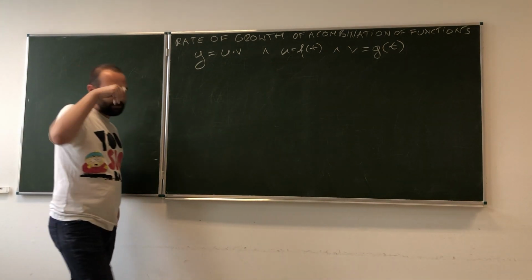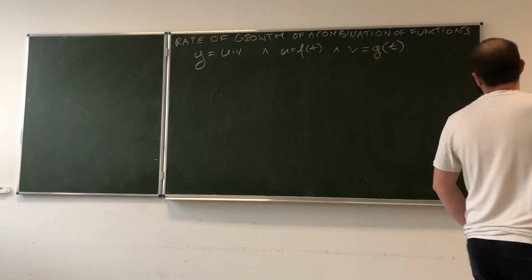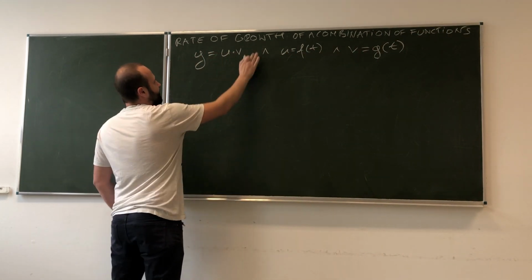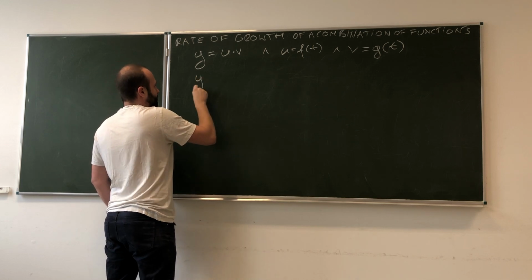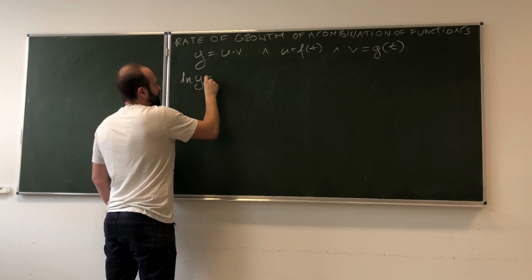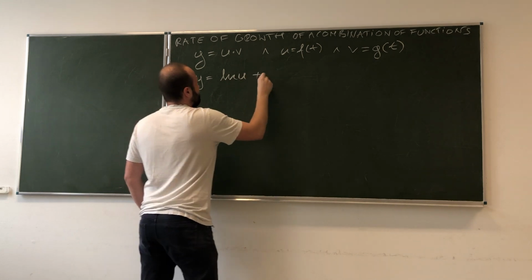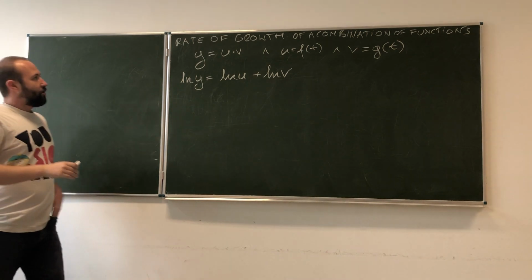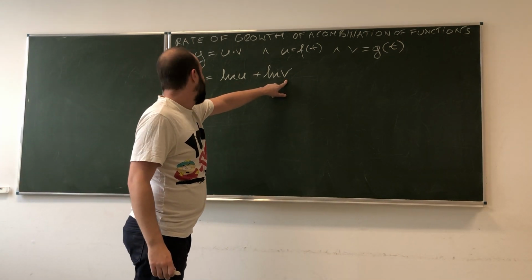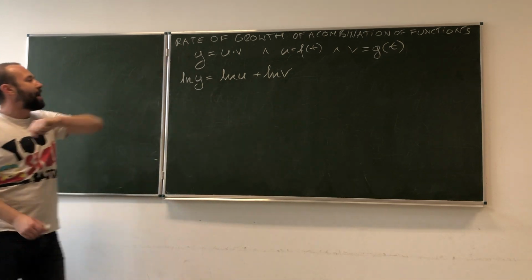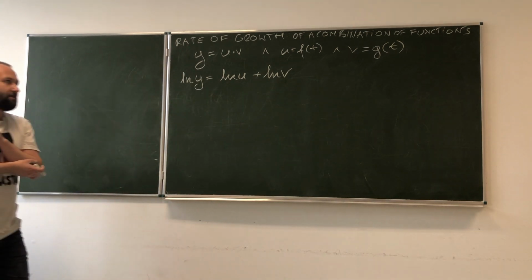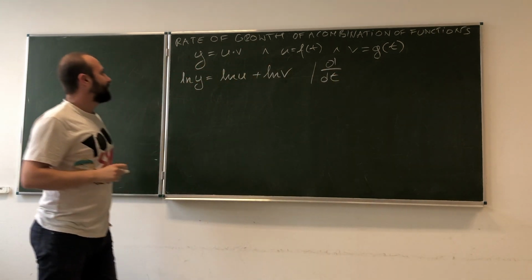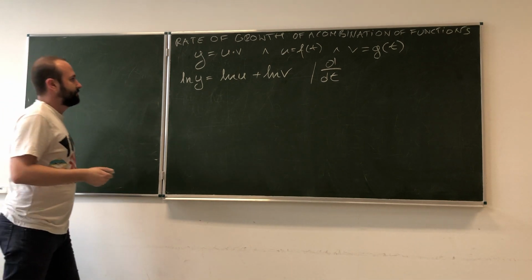Well, let's use the most common way to do things in this class. First logarithmize, then differentiate. So I'm going to take this expression and I'm going to logarithmize it. And as a result, I will obtain this. And now look, u and v are functions of time. So consequently, y is also a function of time. I can differentiate this entire expression with respect to time.